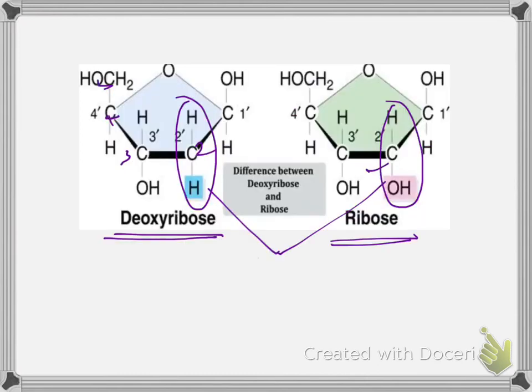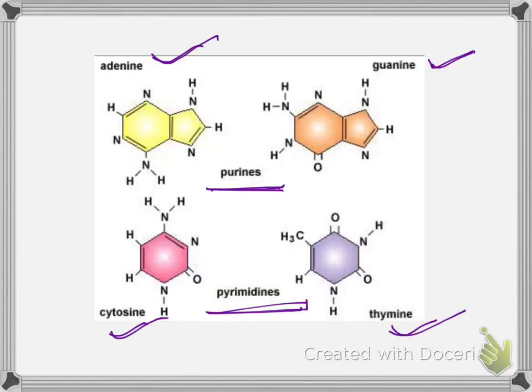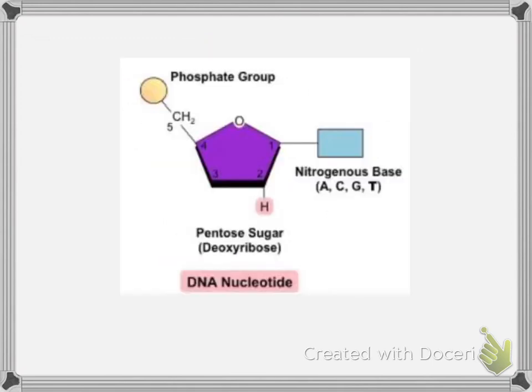These are the structures of deoxyribose and ribose. The only difference is in the second carbon atom. This is the phosphate group present in the nucleotide. These are the nitrogenous bases. There are two types of nitrogenous bases, purines and pyrimidines. Purines are adenine and guanine, which are double ringed structures, and pyrimidines are cytosine and thymine, which have a single ring structure. This is the structure of a DNA nucleotide, with a pentose sugar, a nitrogenous base and a phosphate group.